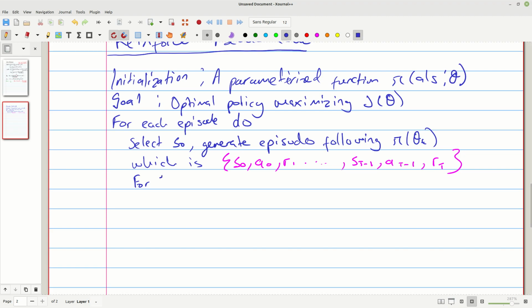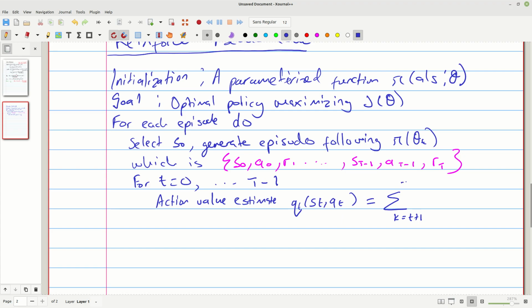Now for t equals 0 until T-1, what are we going to do? We're going to do an action value estimate, Q at time step t of st, at, which is equal to the summation from k equals t plus 1 up to T of gamma to the k minus t minus 1 of rk. You can see that this is essentially the return, the discounted cumulative rewards, which is why we can just think of this as our GT in this case. Maybe we can continue in that way.